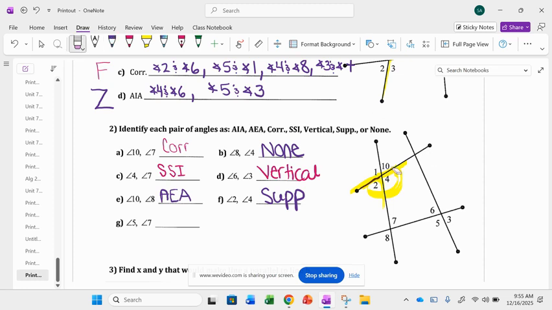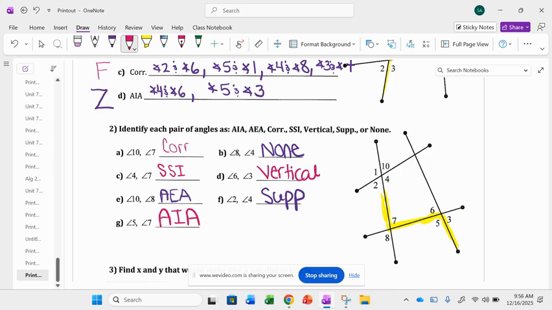All right. And letter G. We have angle 5 and angle 7. So here's angle 5. Here's angle 7. We connect them. I definitely see a letter. Do you guys see a letter? Yeah, what letter? A Z. What do we call the Z? AIA, alternate interior angles. You got it.